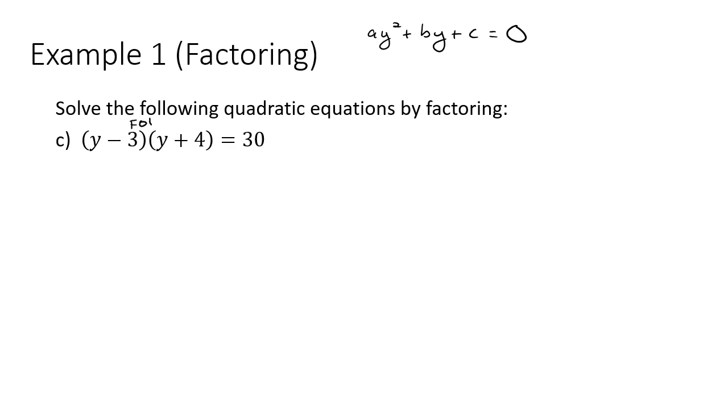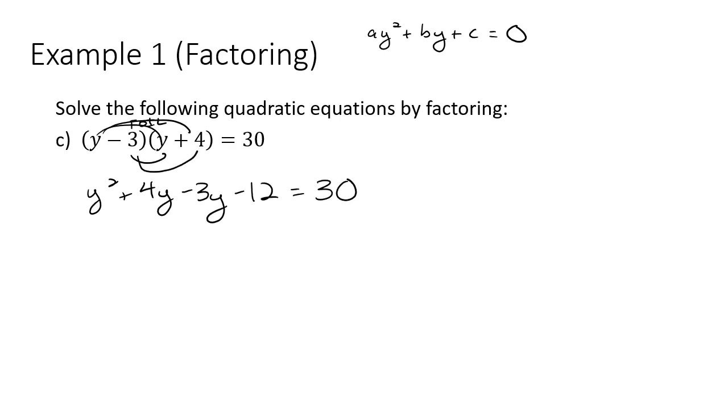So I'm actually going to need to FOIL these 2 on the left. So if we distribute through, we get y squared plus 4y minus 3y minus 12 is equal to 30. And so now I'm going to start combining everything together. Y squared, 4y minus 3y would be a 1y. And then when I subtract the 30 from both sides, we would have a -12 minus 30, or a minus 42.